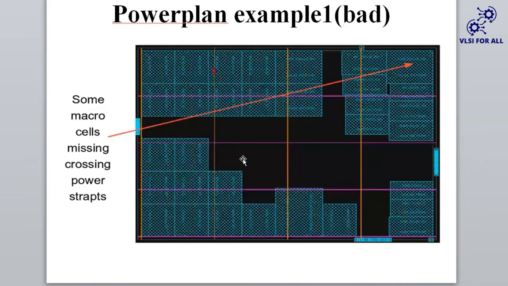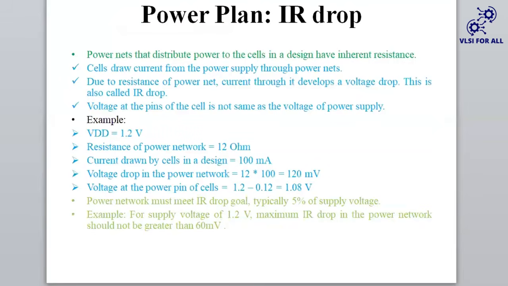By seeing this picture, we can tell that the power planning is bad. Some macro cells are missing, crossing the power stripes. So this is what a bad power planning picture is all about. Next, now comes the picture about IR drop. What do we mean by IR drop? Why does this happen in power planning?